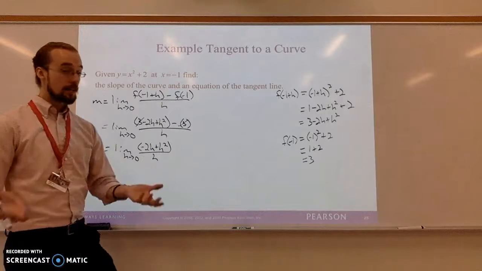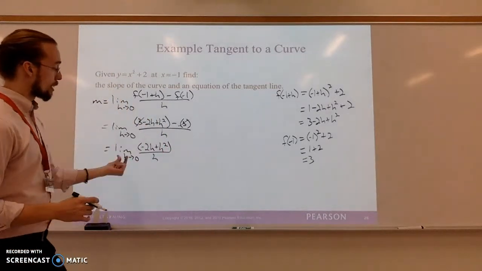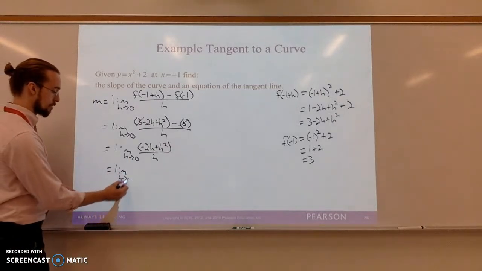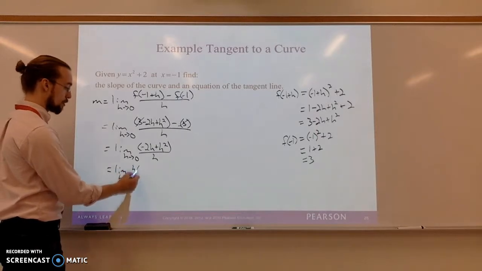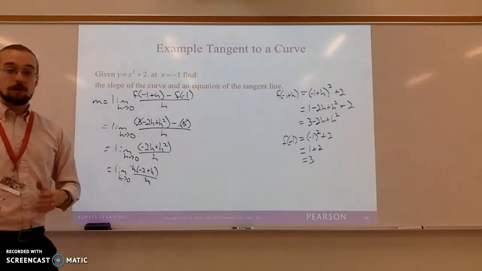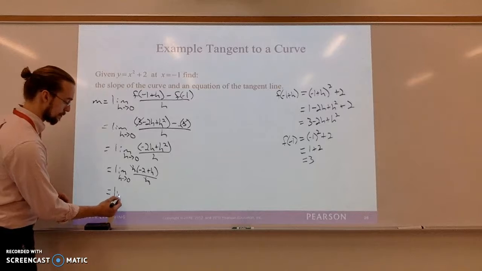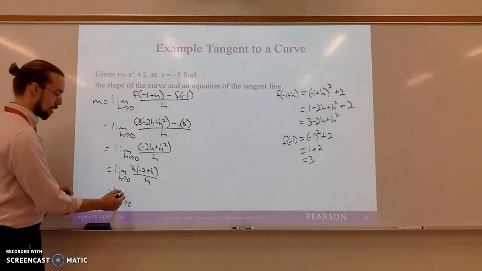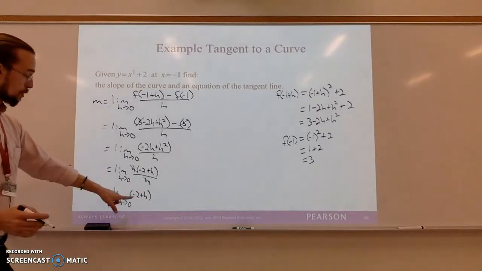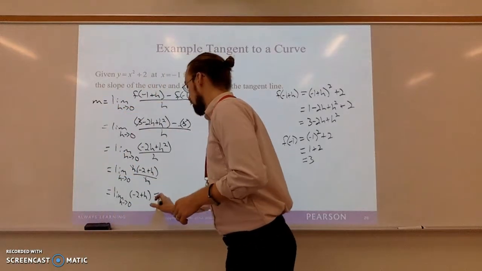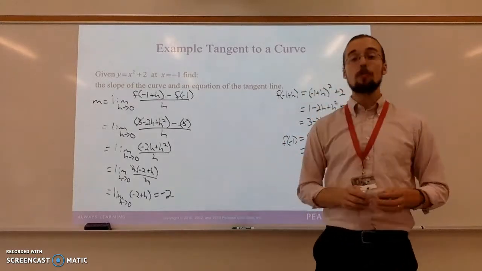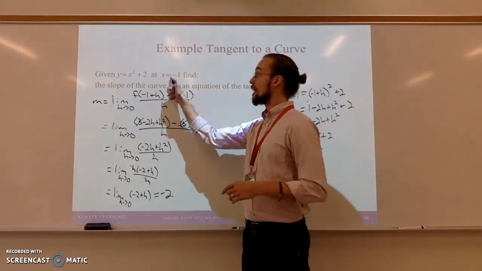all over h. And again, just like our last example, I can factor an h out of everything in the numerator. So this becomes the limit as h approaches 0 of h times negative 2 plus h over h. I can cancel out a pair of h's, and I get the limit as h approaches 0 of negative 2 plus h. Now I am to a point where I can plug 0 in for h, and when I do that, I just get negative 2. Okay, so again, I have found the slope of the tangent line to this curve at x equals negative 1.